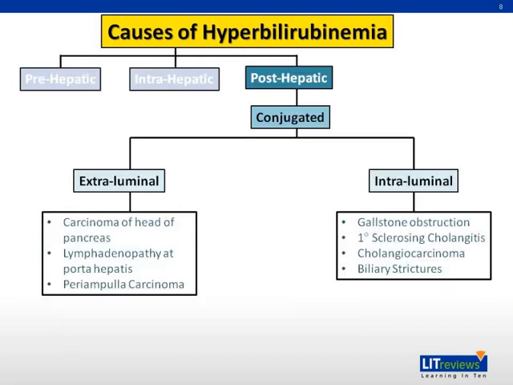The last group of causes belong under the posthepatic category. In this instance, jaundice results from the blockage of bile flow along the biliary system up till its outlet at the ampulla of Vater. Causes of obstruction can be intraluminal or extraluminal, and the most common causes of biliary obstruction are as follows. 1. Stones in the common bile duct. 2. Carcinoma of the head of pancreas. And 3. Cholangiocarcinoma.